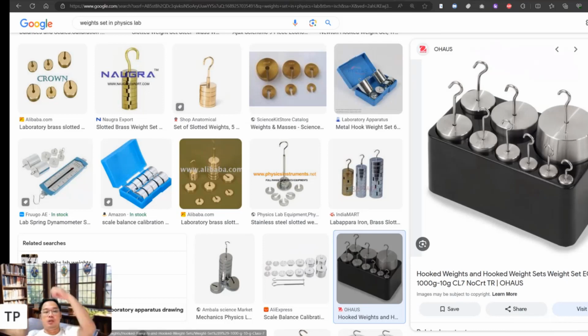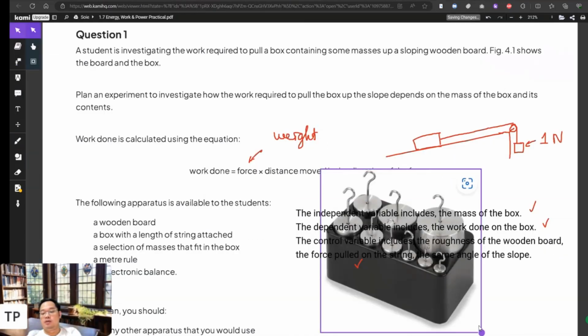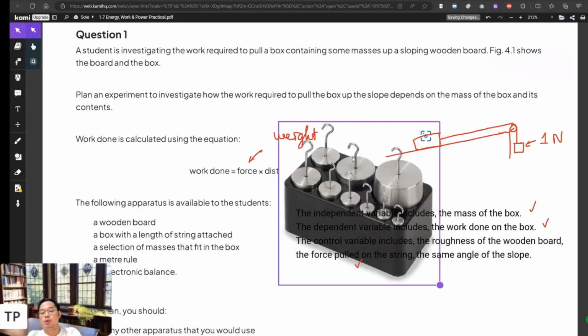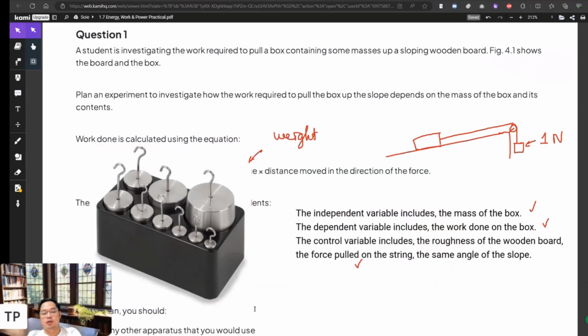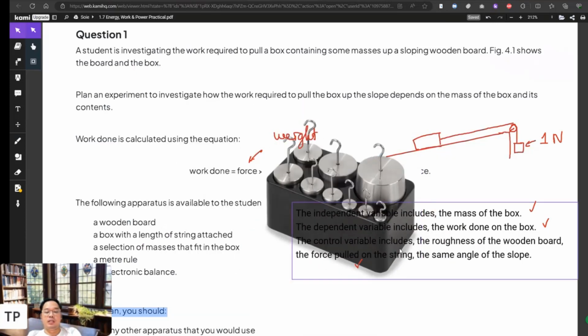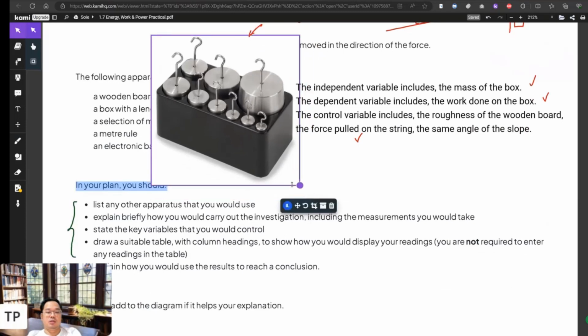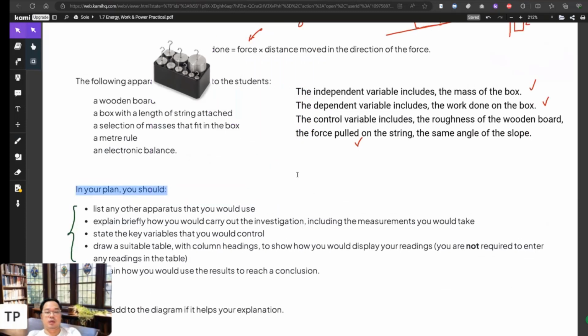So you know the weight of this object, meaning the force used to pull the object up the slope. So this is one of the things that you would need for the experiment, trying to decrease the size. Okay, here.